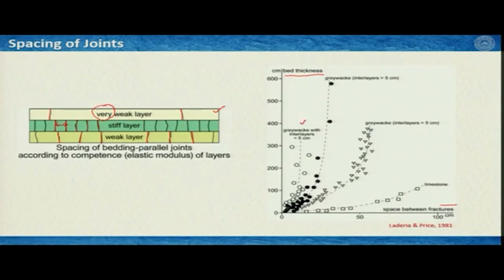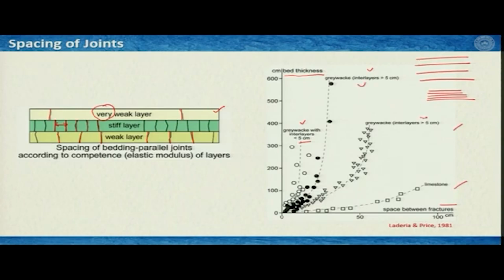So, this one is for greywacke which has interlayers greater than 5 centimeters, and this is greywacke with interlayers less than 5 centimeters. And you can clearly see the space between the fractures with the same composition, but if the layers are thinner, then spaces between the fractures are also less. In this case, if the layers are thicker, then the spaces also do increase. And similarly, the greywacke, and in limestone, it varies in different ways.